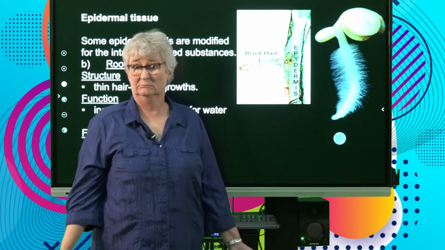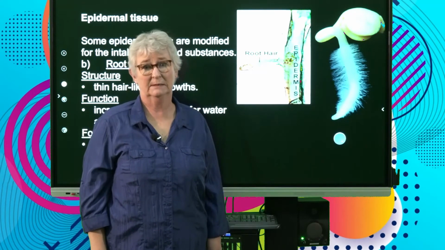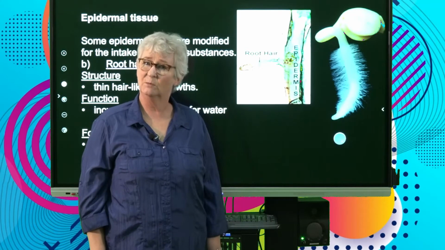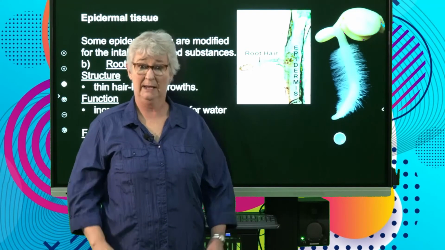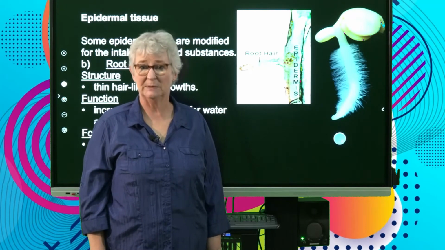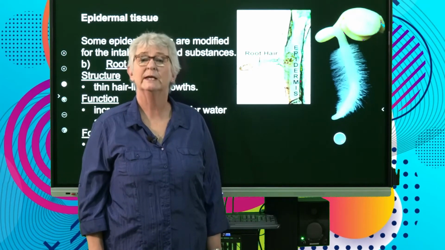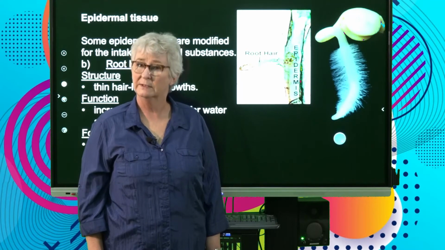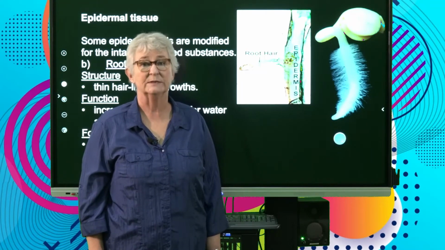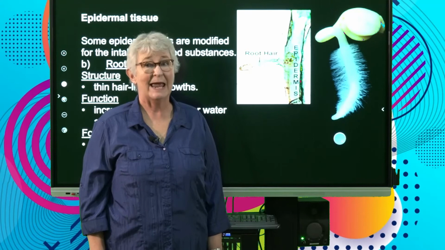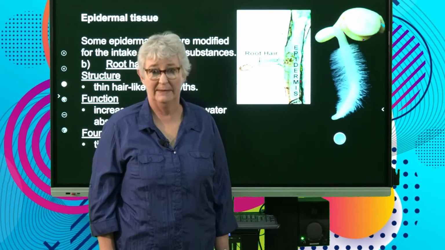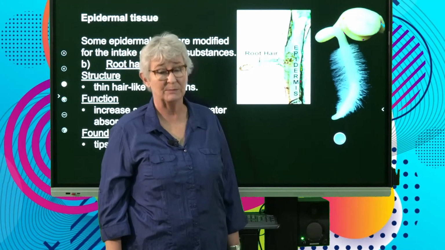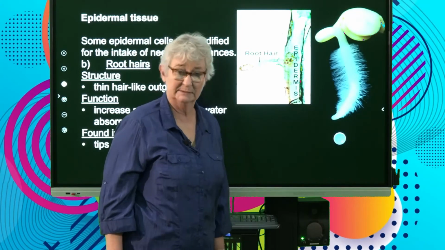But air isn't the only thing that plants have to take in. For example, if you have a pot plant, you have to put water on the pot plant to keep it alive. And where do you put the water? You put the water on the soil. And that is because in the soil are the roots, and the roots have specialized cells whose function it is to absorb water. And these are the next specialized epidermal cells we're looking at.